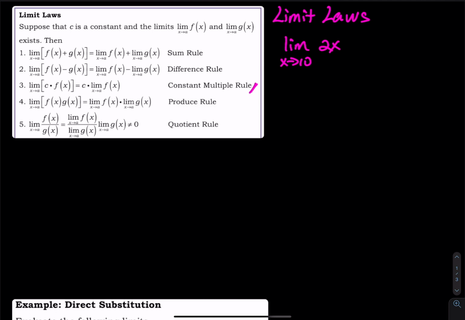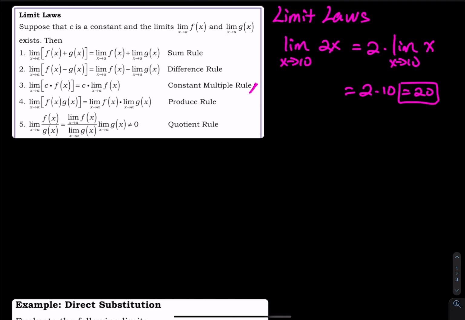The constant multiple rule tells you that when there is a constant, you can simply take the 2 out. So you have 2 times the limit as x approaches 10 of x. That's the constant multiple rule. So you just plug in a 10, right? So you have 2 times 10, which equals 20. To me, this rule is sort of useless. I won't say it's really useless. I will put quotation marks on useless because it's really just common sense.